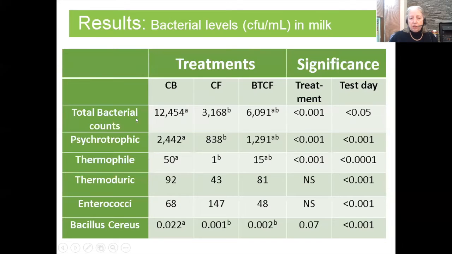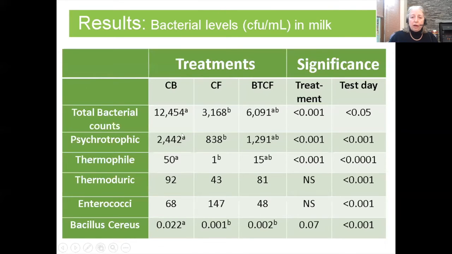So we can see that the total bacterial counts, the psychotrophic counts, and the thermophile counts were all lowest for the chlorine-free cleaning. They were significantly lower compared to the chlorine-based cleaning products, and with the chlorine-free bulk tank cleaning then intermediate. There was a tendency for the Bacillus cereus also to be lower with the chlorine-free product as opposed to the chlorine-based product, and the results for the thermoduric and the enterococci bacteria were similar across treatments.